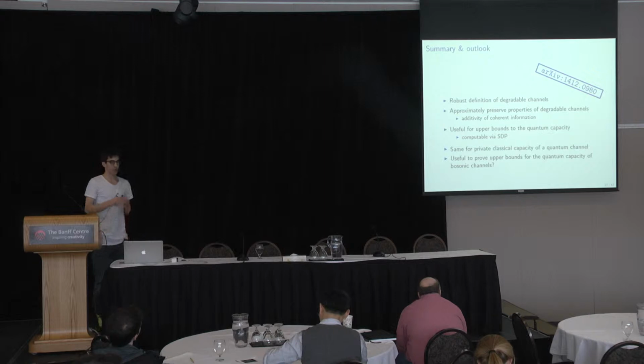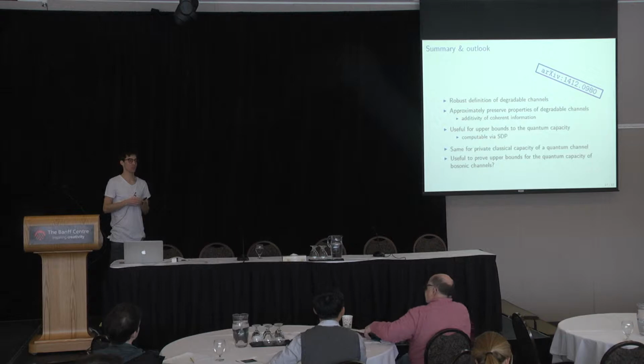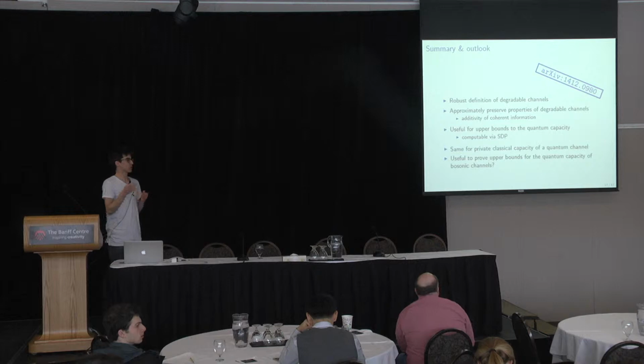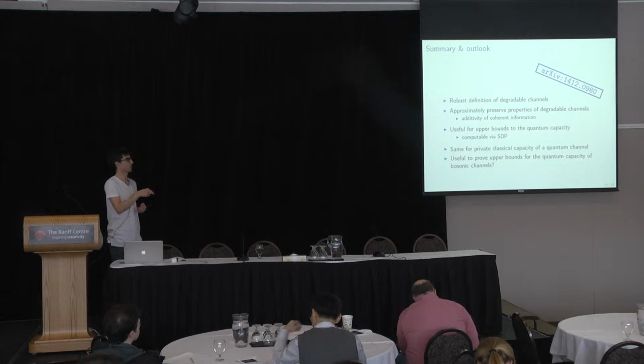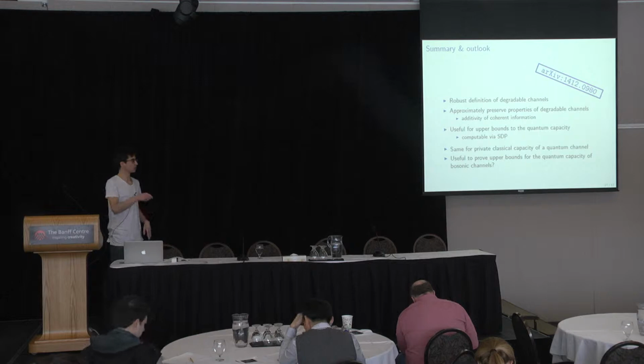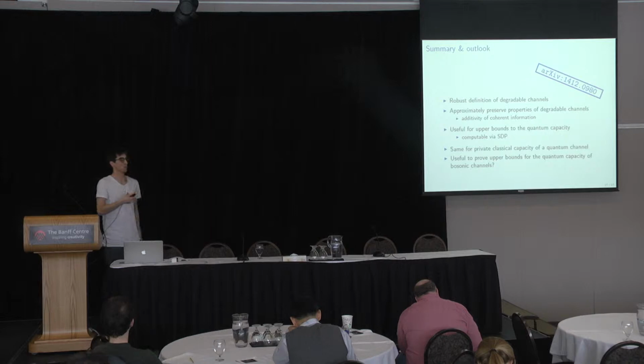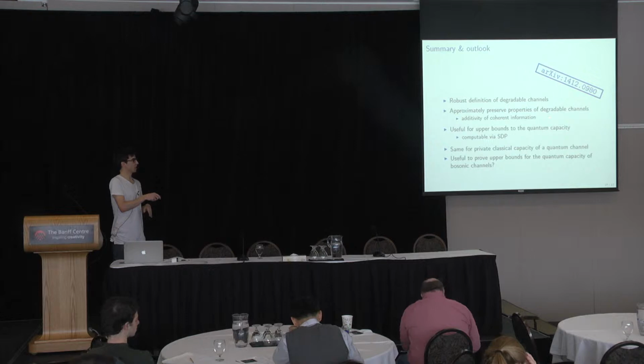Okay, so what we saw in this talk is that this concept that was introduced by Smith and Devetak of a degradable channel can be made robust in the sense that we at least approximately preserve all the quantities that degradable channels have. I mean, they have some other quantities too that I didn't discuss in this talk, but all the properties that I saw that are important for degradable channels, we can prove that they are approximately preserved for these epsilon degradable channels. And so this is then useful, for example, to compute upper bounds. So we have upper bounds that we can compute efficiently by just solving the SDP and solving this coherent information problem.